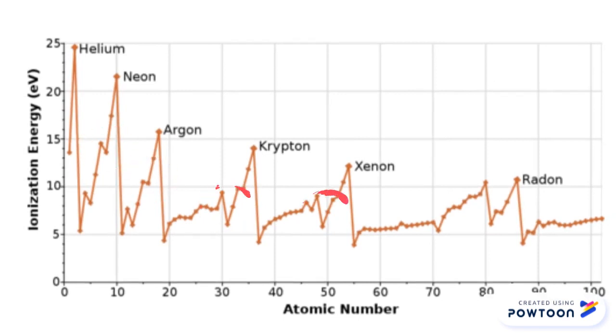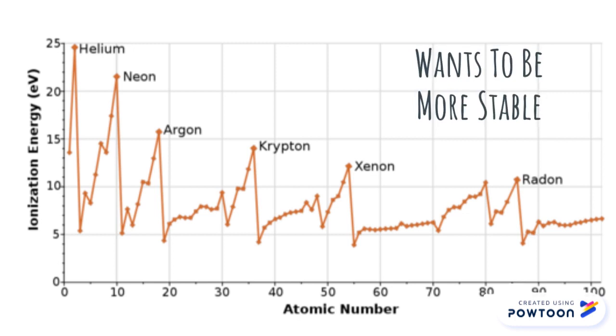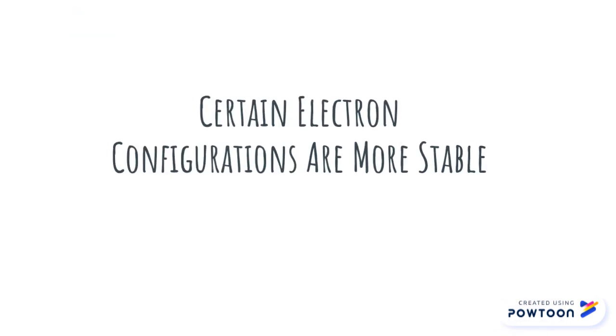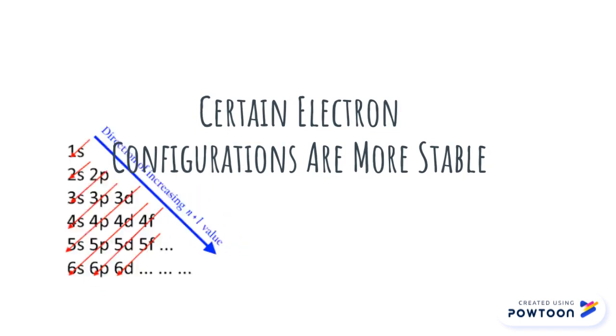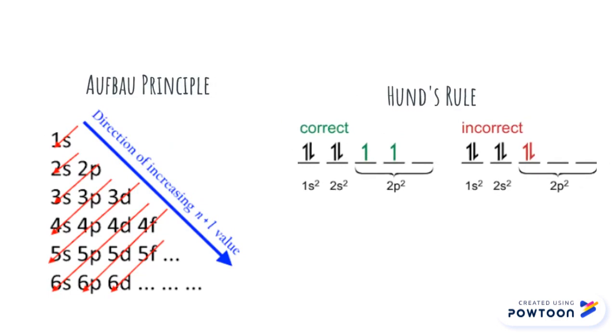Now, what's really interesting is that we see that there are some spots that seem to have a little dip in the ionization energy that we wouldn't expect, and I'm not going to go too far into detail as to why this is in this video. However, it has to do with the stability of the atom. The reason for this is that certain electron configurations can be more stable than others, and this comes into play regarding the Aufbau principle and Hund's rule, but you don't really need to know that much about that. Instead, just know that there are certain areas that are more stable than others.